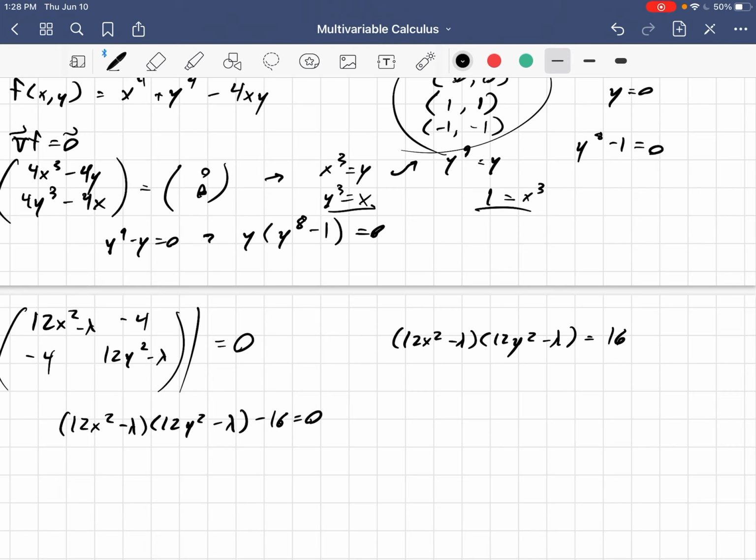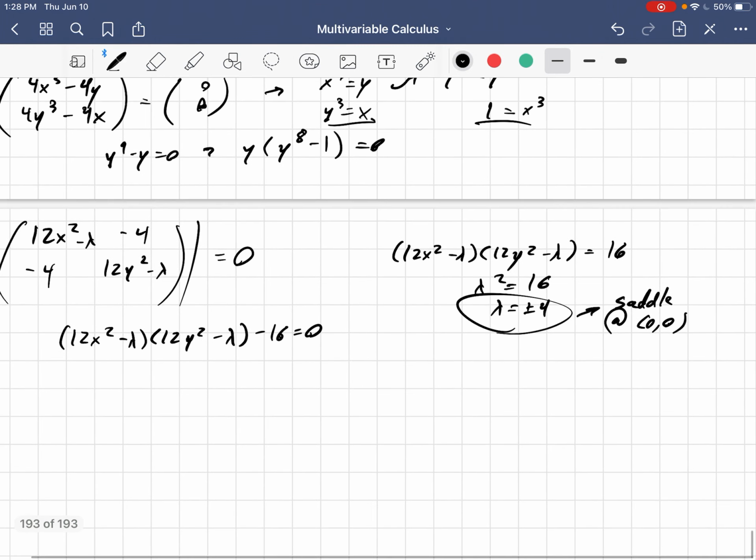My bad, I'm sorry. So now, when x is equal to 0 and y is equal to 0, I get lambda squared equal to positive 16. Lambda is equal to plus or minus 4. What that tells us is that we have mixed signs on our eigenvalues. We have a saddle point at the origin, (0, 0).